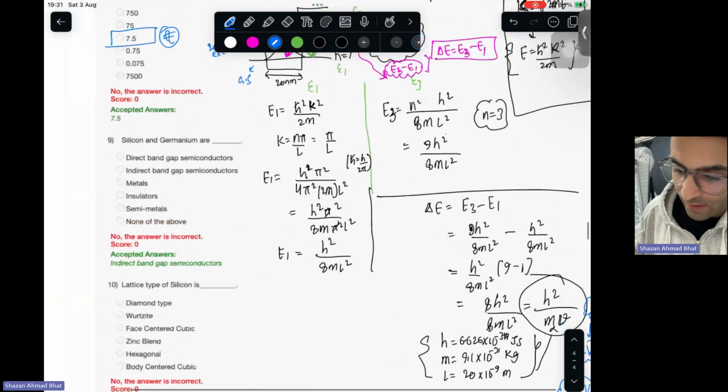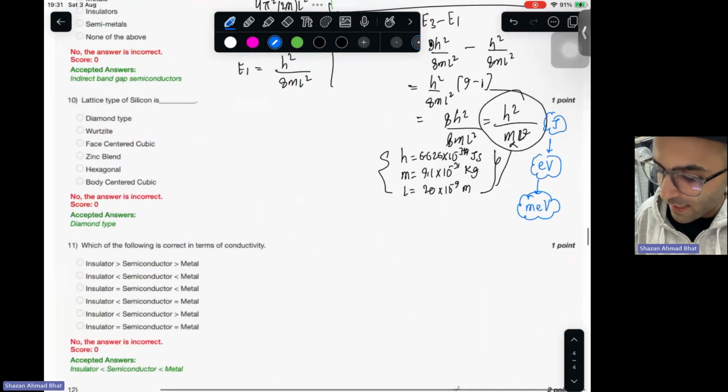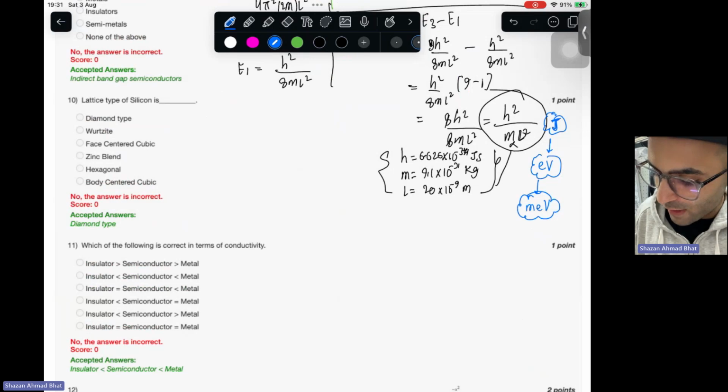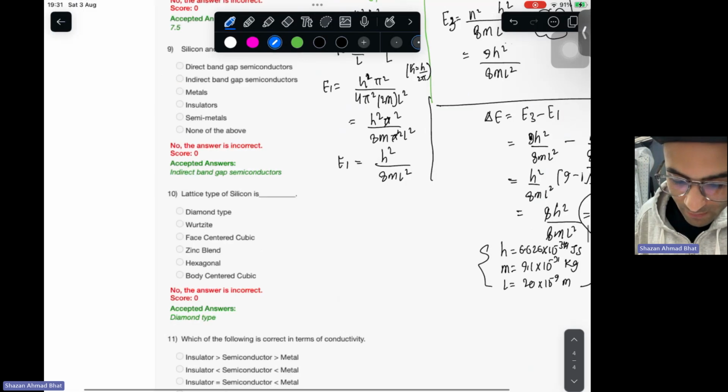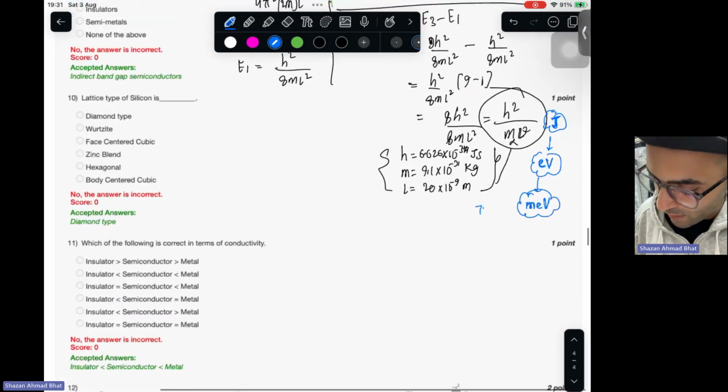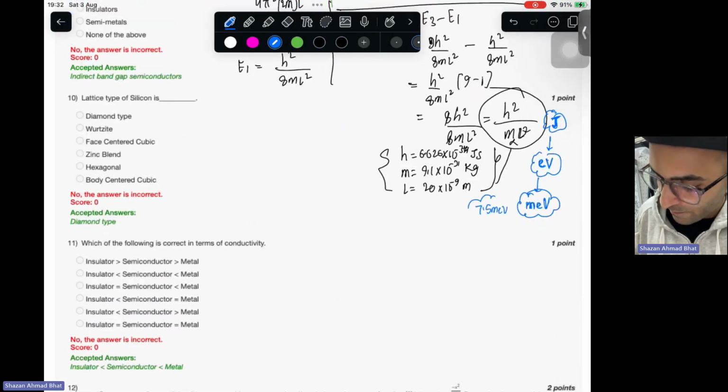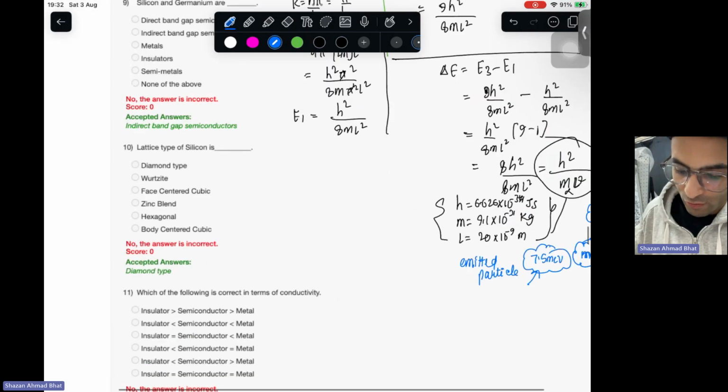You are going to get 7.5. But just don't get confused, because this will give you the value in joules. You need to convert it into electron volts, and you will get the value in milli electron volts, which is approximately 7.5 milli electron volt. So this is the energy of the emitted particle. The emitted particle will have this energy of 7.5 milli electron volts.